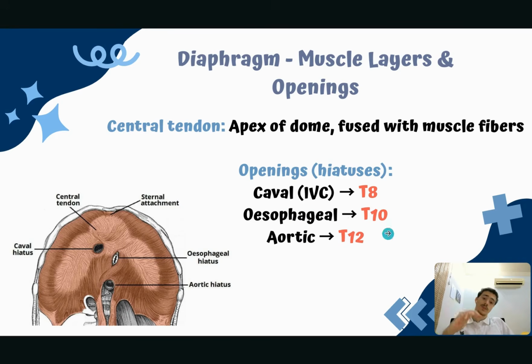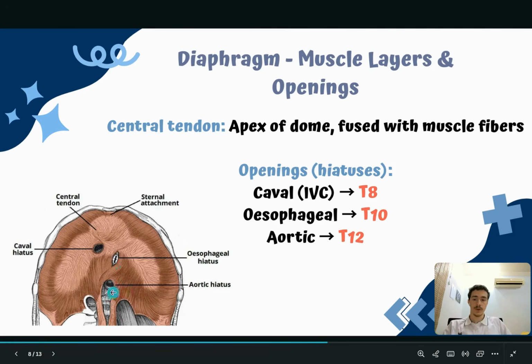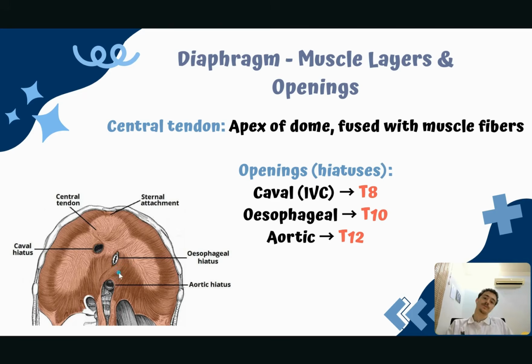These things we call hiatus. Hiatus means the openings in the diaphragm. So you need to understand them, and you need to memorize them, sorry: T8, inferior vena cava; T10, esophagus; T12, aorta. As you can see here, this is the inferior vena cava, this is the esophagus, and this is the aorta. Three openings in the diaphragm.